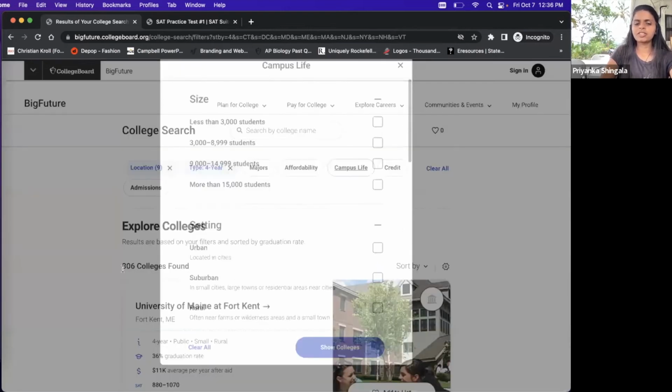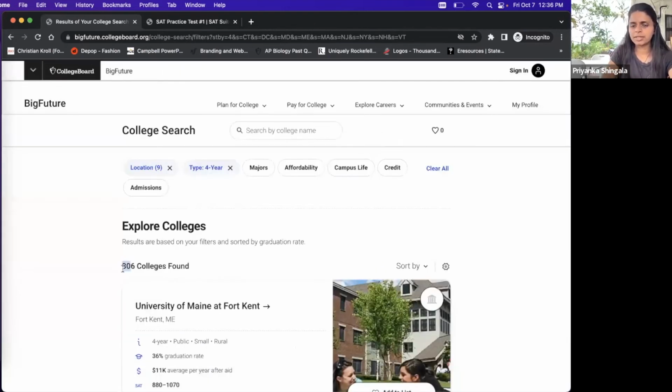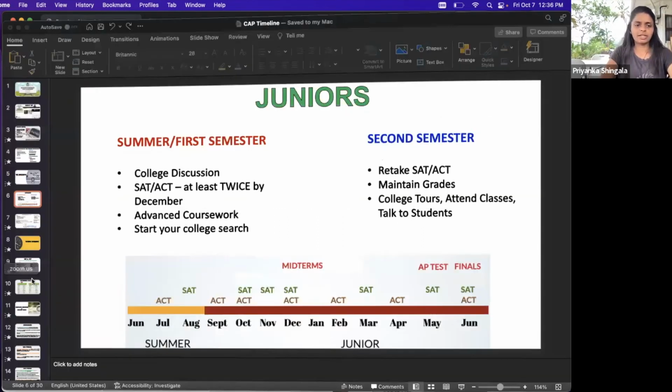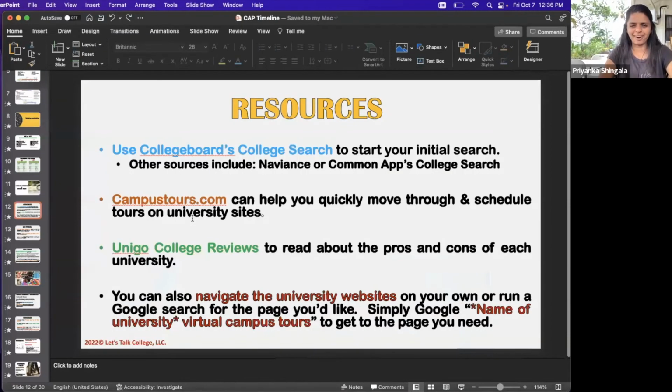Even when you filter, you might still be left with about 50 universities. Teenagers, this is where your work comes in because you're online. And parents, of course, help out, but just force them to do their own work.